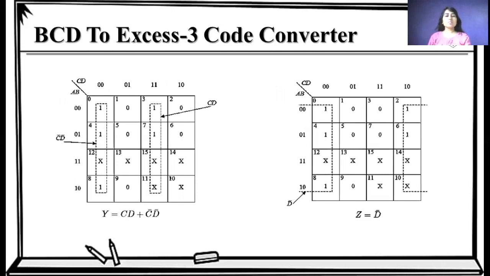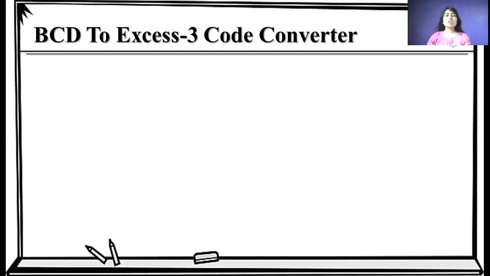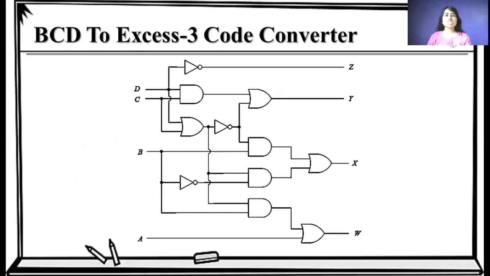Now we can implement these equations using logic gates. Here we have a logic diagram of this BCD to XS3 code converter. Z is equal to D dash, then Y is equal to C dash D dash plus CD. This is how, using various logic gates, we can implement this BCD to XS3 code converter circuit. Here A, B, C, D are the inputs and W, X, Y, Z are the outputs. So this is how we can convert BCD to XS3.